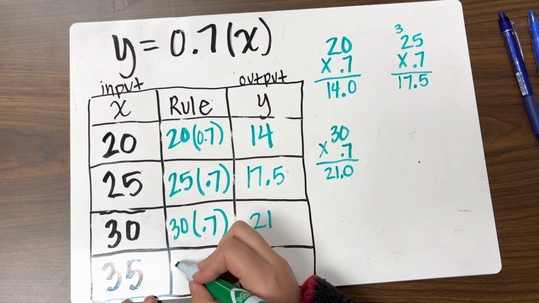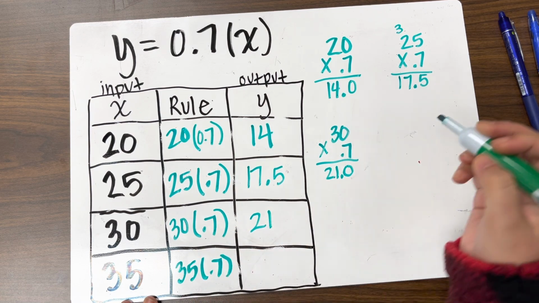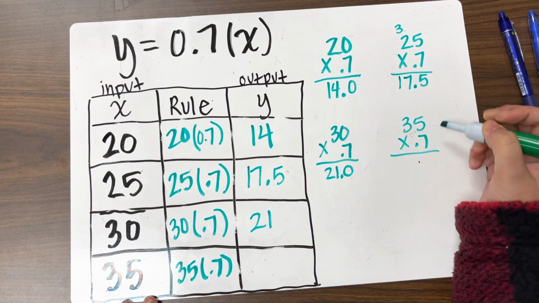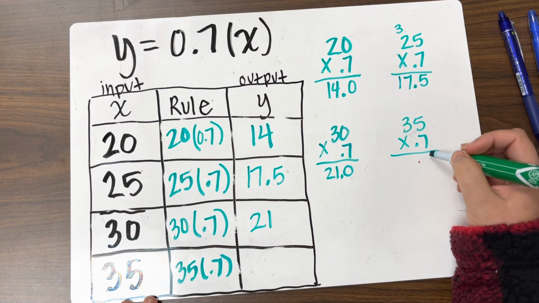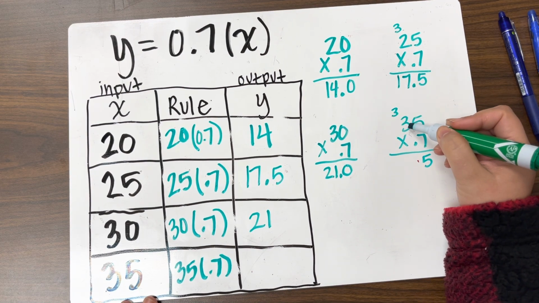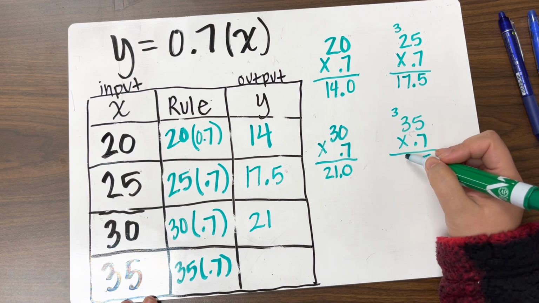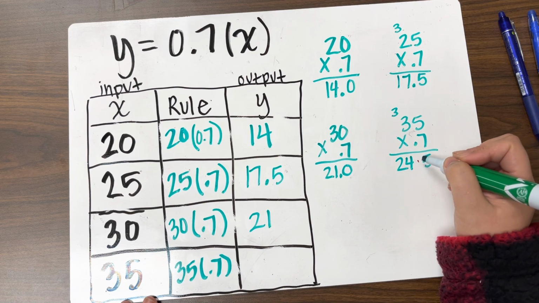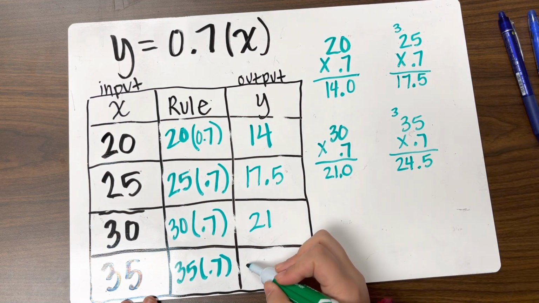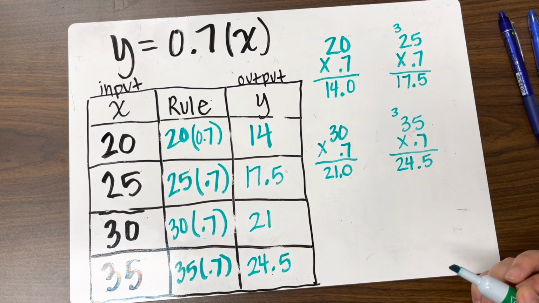And then finally we have 35 times 0.7. So we're going to multiply 35 times 0.7. So we're going to get 7 times 5 is 35. Carry the 3. 7 times 3 is 21, plus 3 more is 24. And again, put the decimal in the correct place. So our output would be 24 and 5/10, okay?